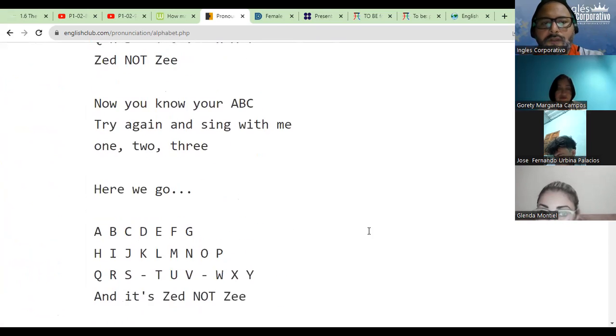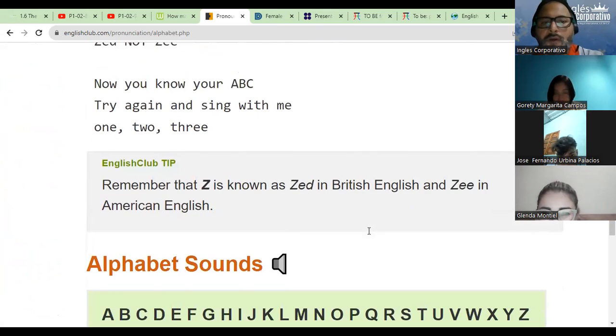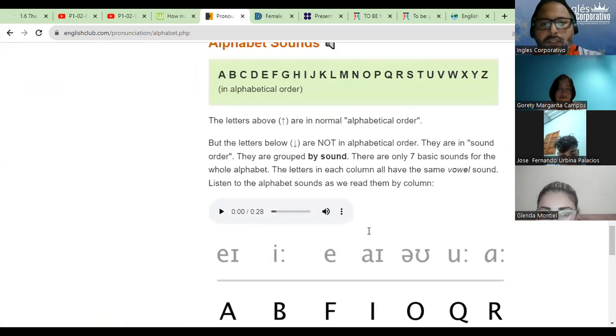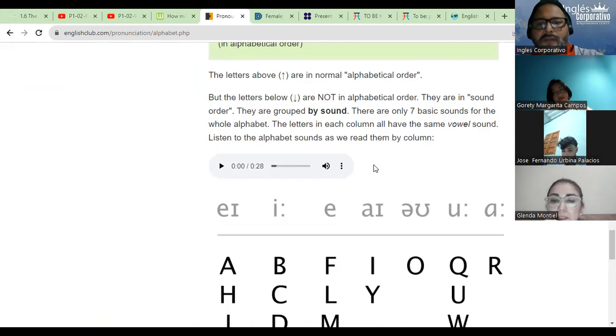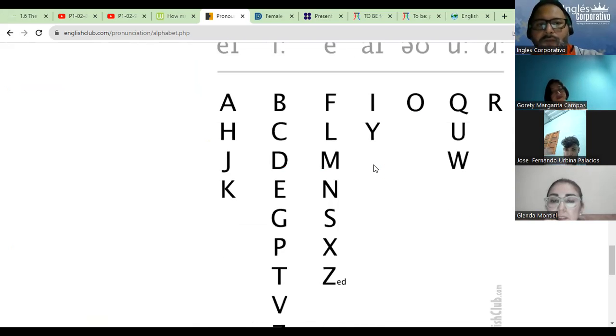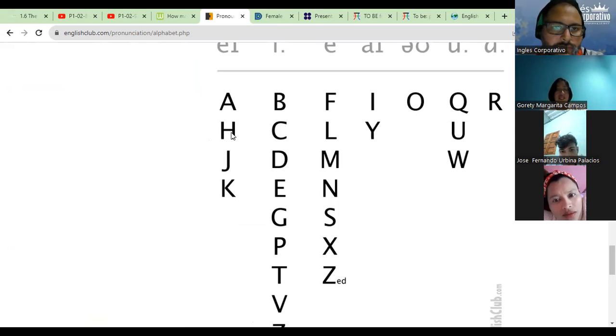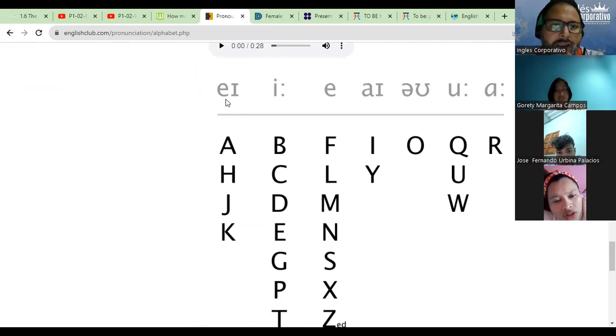Well, there's a song, but we're not gonna use it because it's a video on YouTube, and that may create some problems over here. So let me see, because I have this also. As you can see, the sounds are divided by categories. And we say, for example, A. This is the sound, right?